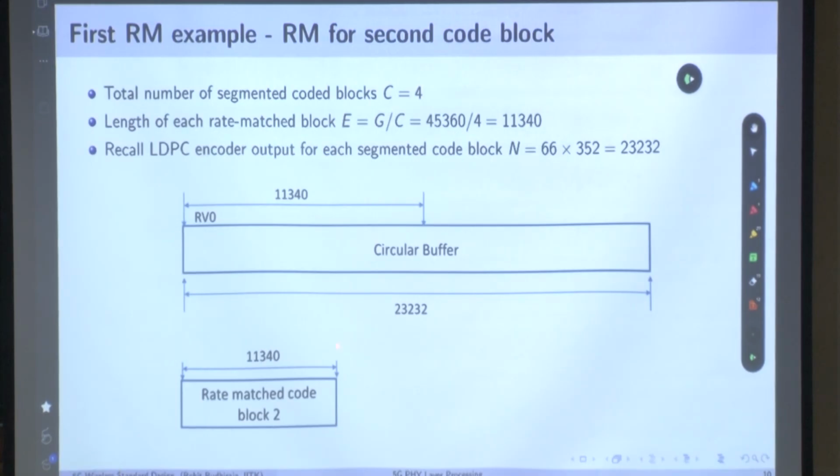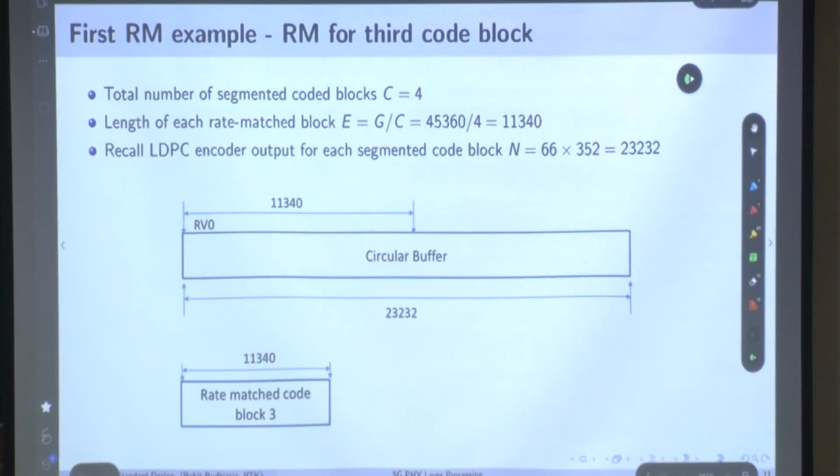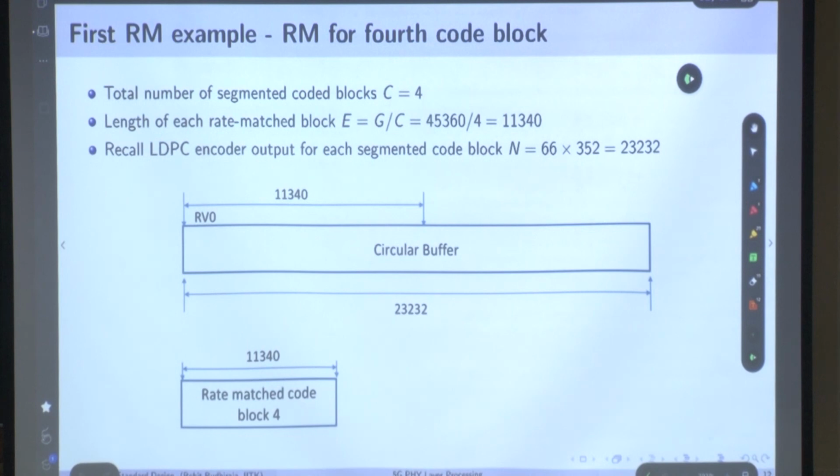Same for the second rate match block, the second encoded output. You read how many bits? 11340. So, this is the second rate match block. Similarly, the third rate match block, and then there will be a fourth one. So, there will be 4 different circular buffers for 4 different code blocks. Is this clear? That is what is happening here.